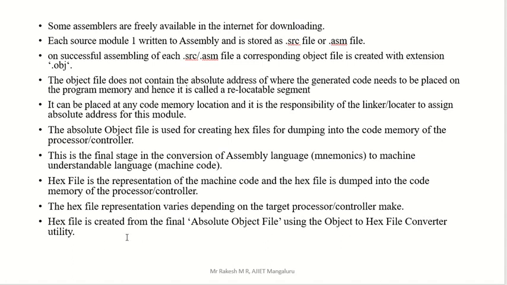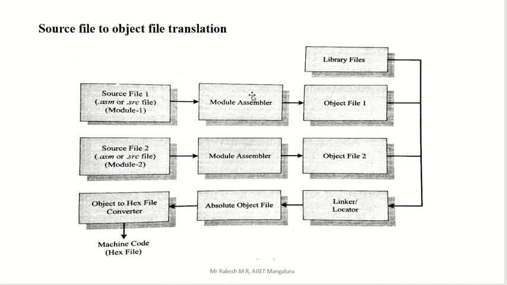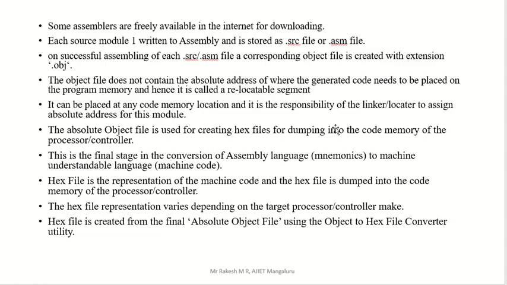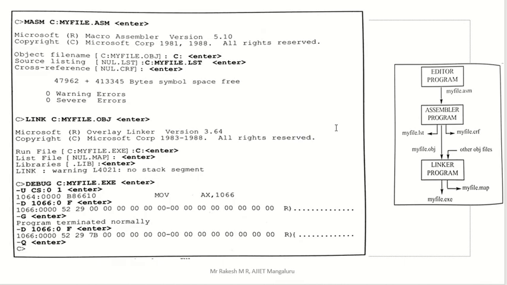In the previous slide we can see we are using one tool, the assembler. The second tool is a linker or locator. The third tool converts the absolute object file to machine code. So these are the three tools we are using to convert your .asm file to a .hex file. So this is the perfect source to object file translation diagram. Now I will show a small example here.